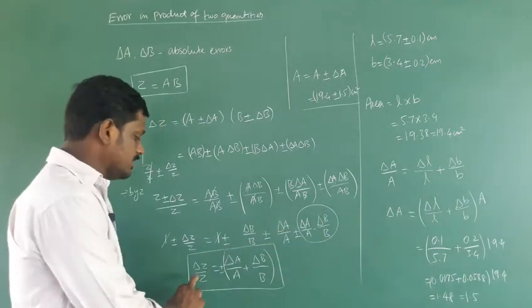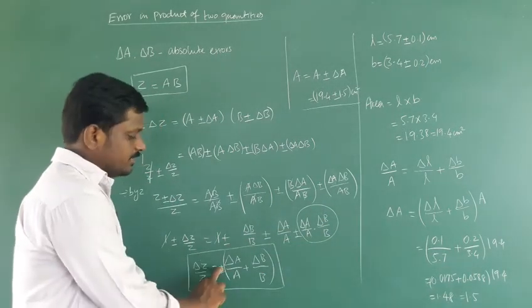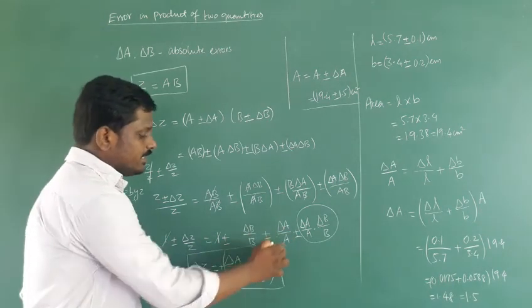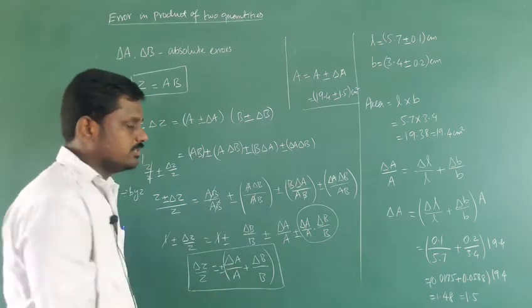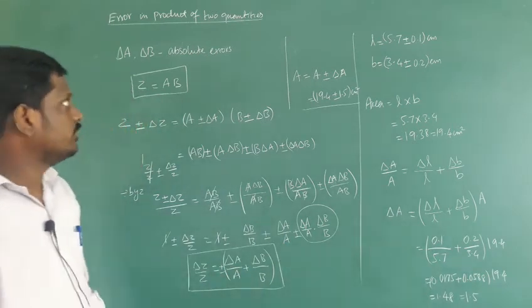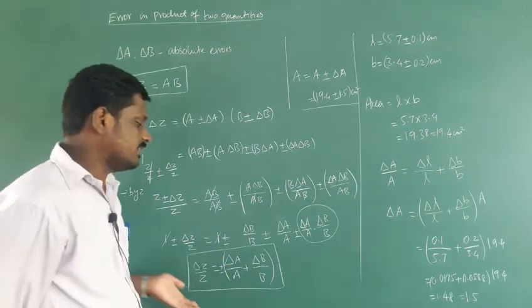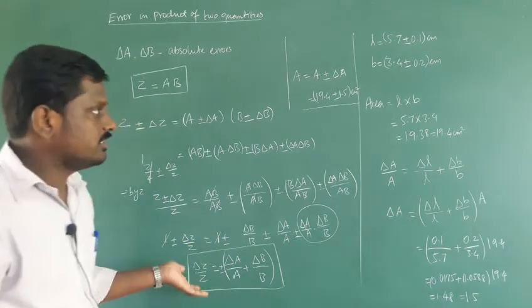So finally we will get delta Z by Z equal to plus or minus, taking plus or minus in common, delta A by A plus delta B by B. So this is the common formula. If you are doing a product of two quantities, we can find the fractional error using this formula.